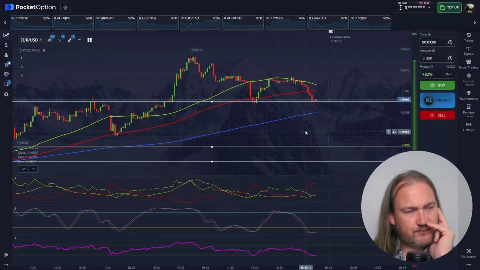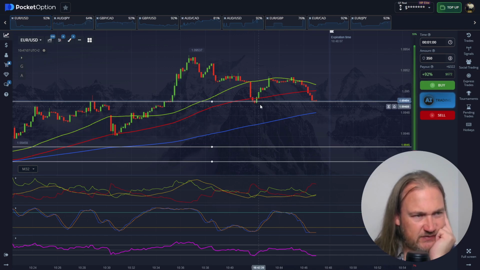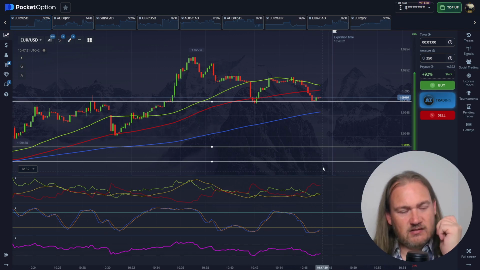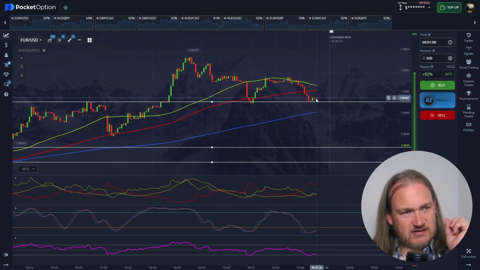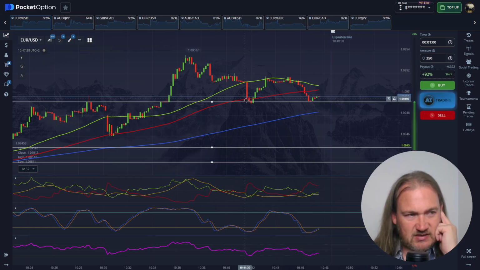So let's have a look while we're waiting for price to decide what it wants to do. What's the difference between this trade and this area? Both of them had DI spikes. Both of them had a low ADX. Both of them basically look the same. But a big difference is that this is halfway between the 100 and the 200 moving average, whereas this was basically on the 200 and the 100 moving average here.